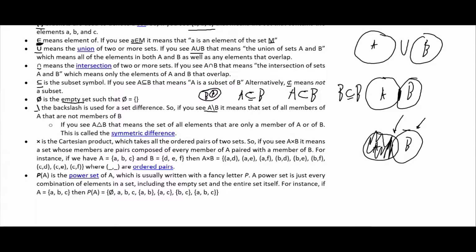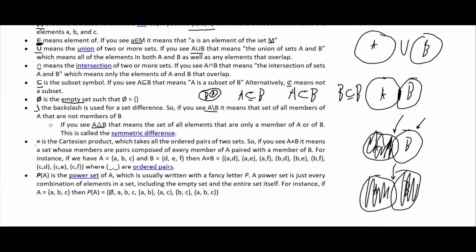So there's also this one here. I haven't encountered this one that often, but this is the symmetric version of the slash, and it just means all the elements that are only a member of A or of B. So that would be something like this, A and B, and it could be everything in here or everything in here, just not the stuff where they meet.